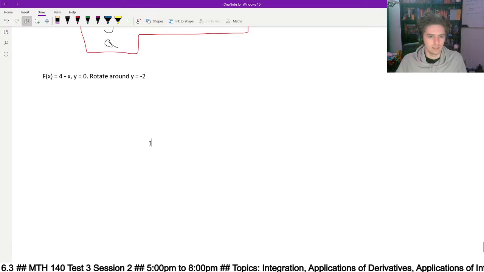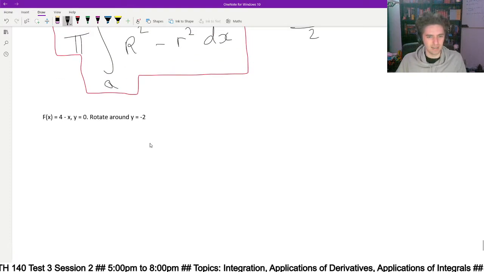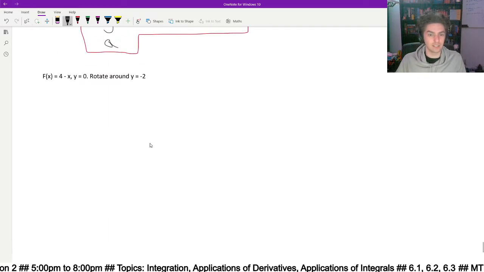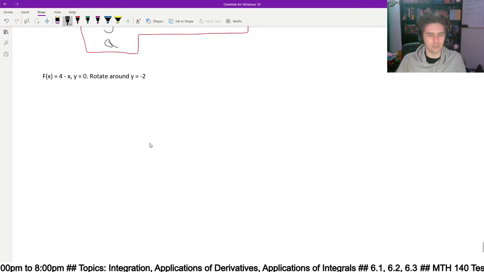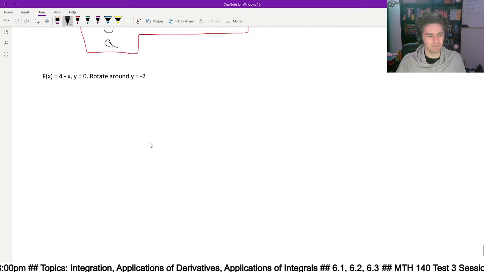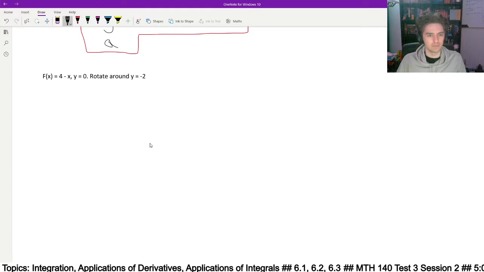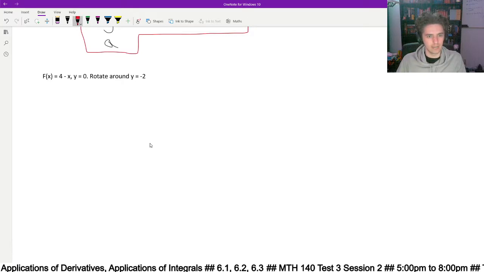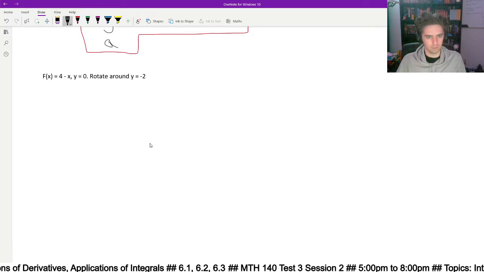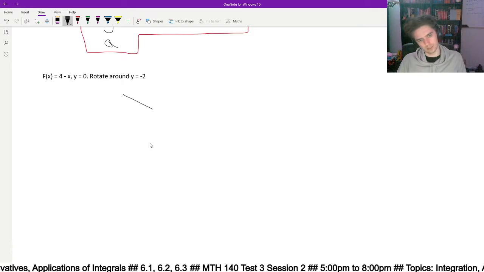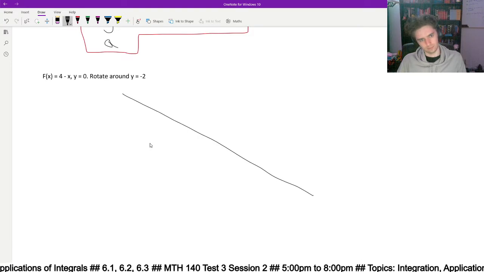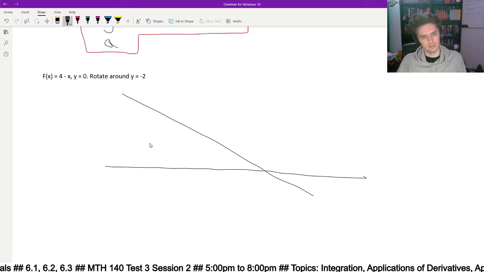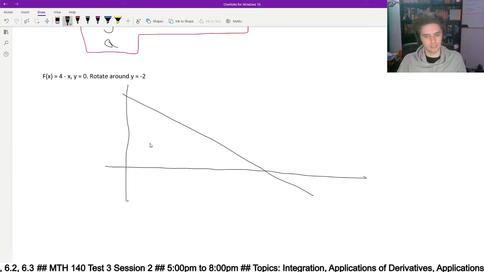So this is kind of what I was meaning to say before, but I mixed up two examples. What if you're rotating around something else, not the x-axis, and it's also not in your region? So let's graph these two things. Negative x plus 4 is going to look like this. y equals 0 is, of course, like that. So we have kind of a triangle like that.